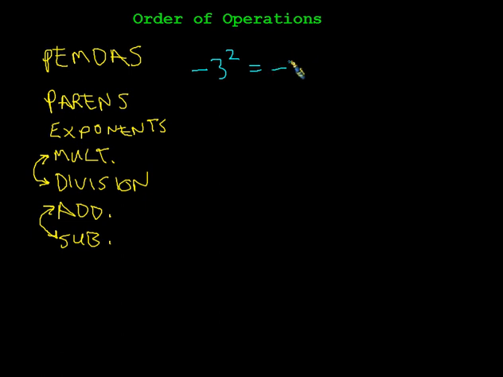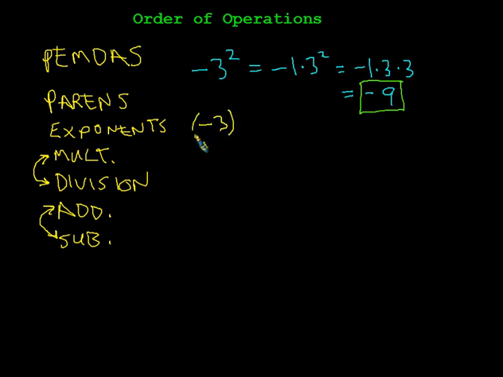What this really is, is negative 1 times 3 squared, which we could also write out as negative 1 times 3 times 3. And if you do it that way, you will end up with a negative 9. And that's really the best possible answer for negative 3 squared. Now, it is true if I do negative 3 times negative 3, I will get a positive 9.